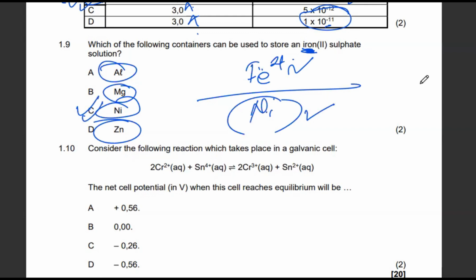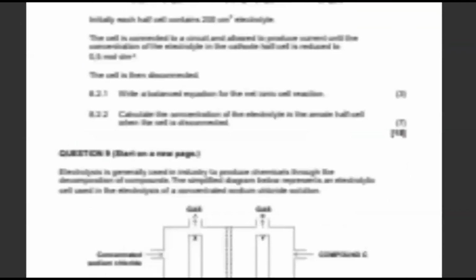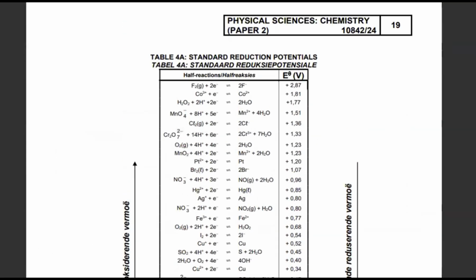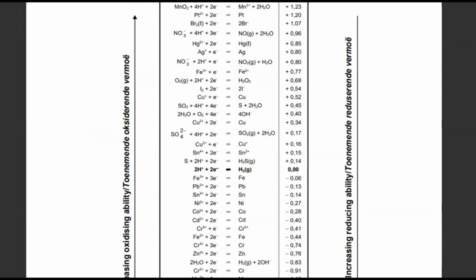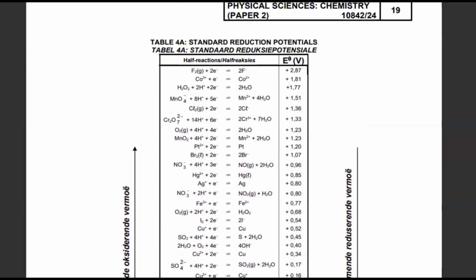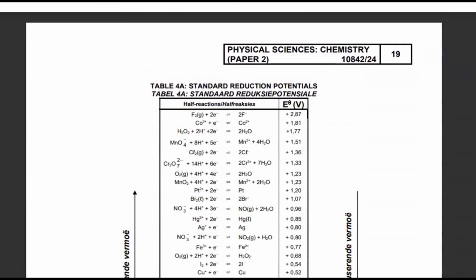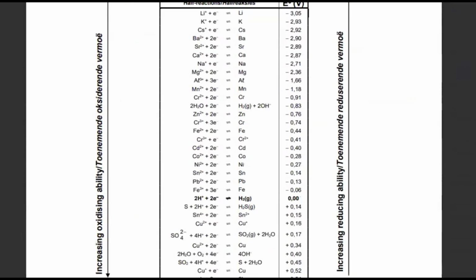So you go to the iron 2. Let me check. Not this one. Where's this one? Okay, let me use this one. This is iron 2, because they said iron 2. What about nickel? You see, nickel is lower, meaning that nickel cannot displace what is on top. So it can only displace what is down.